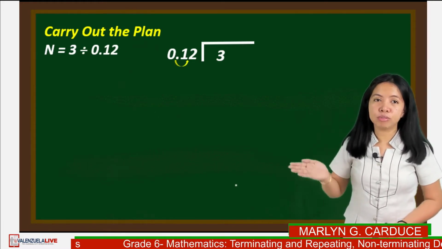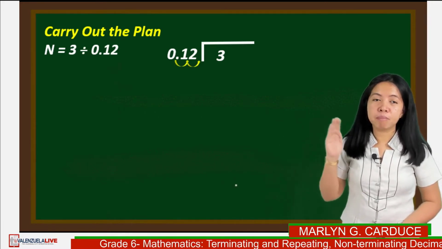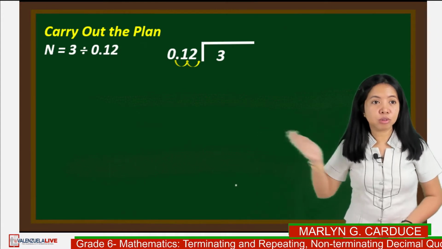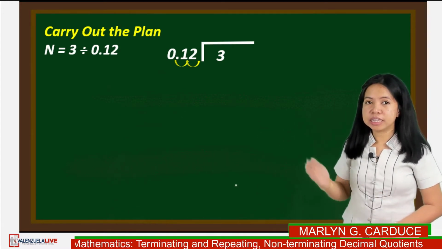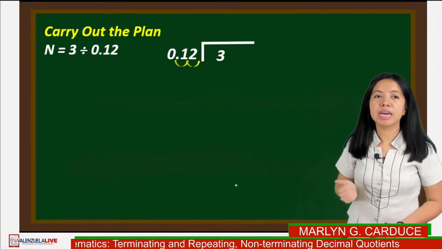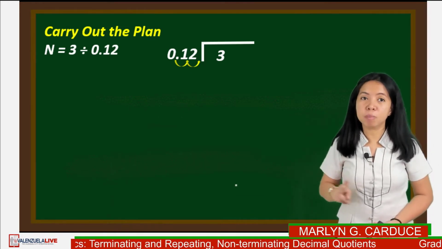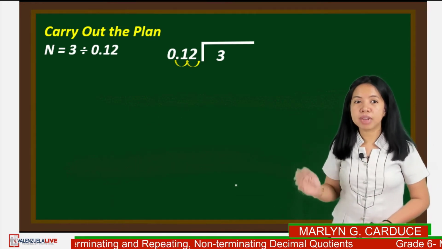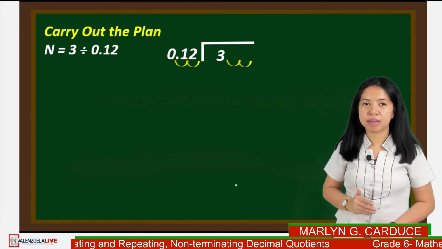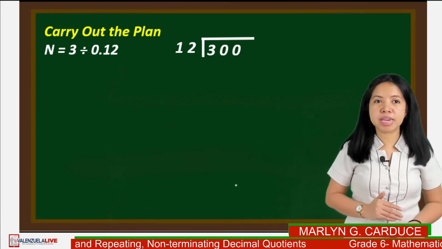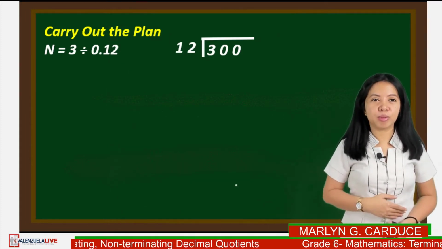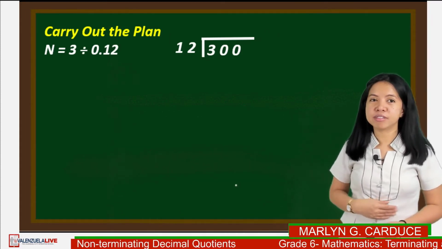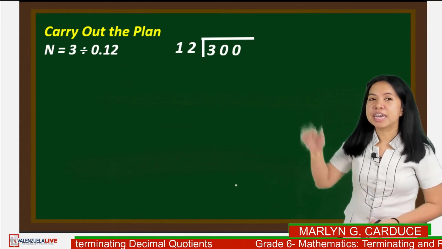And if we move the decimal point from left to right in the divisor, we will also change the dividend by moving the decimal point two places, also from left to right. So our given will be 300 divided by 12.